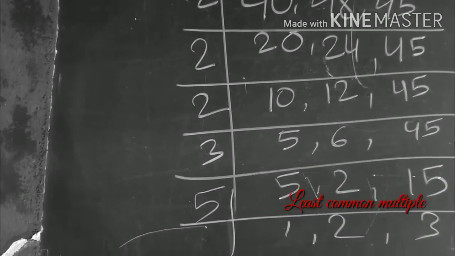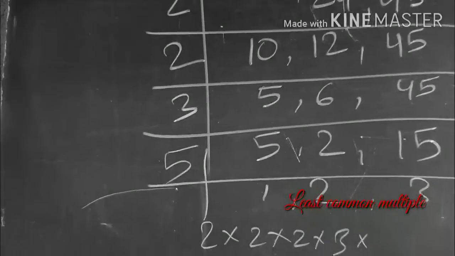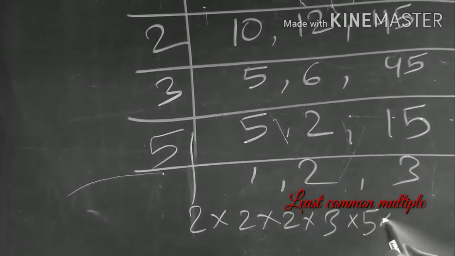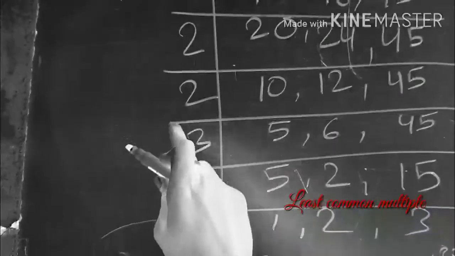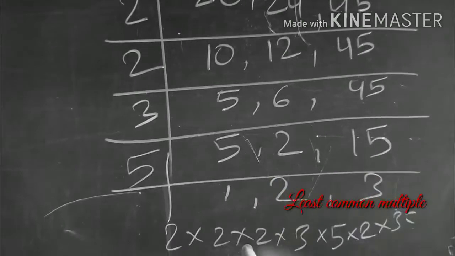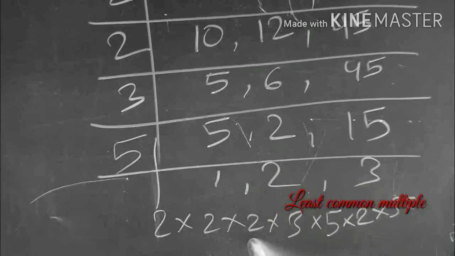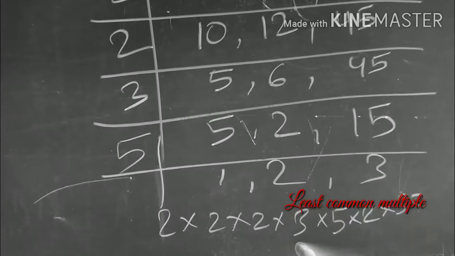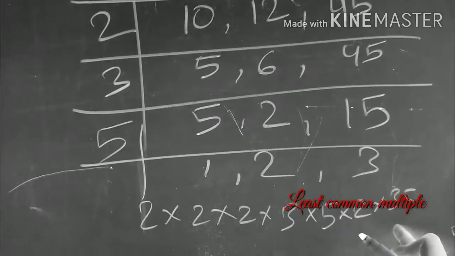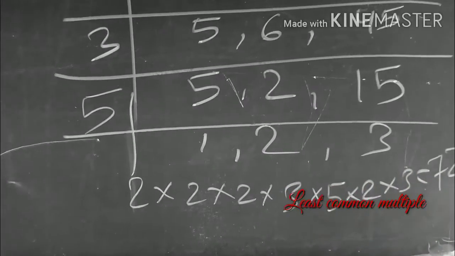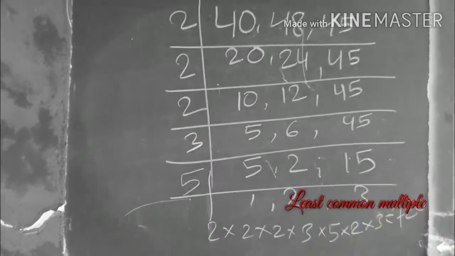2 multiple, 2 multiple, 2 multiple, 3 multiple, 5 multiple, 2 multiple, 3. Total 7 terms. 2 twos are 4, 4 twos are 8, 8 threes are 24, 24 fives are 120, 120 twos are 240, 240 threes are 720. Our final answer is 720.